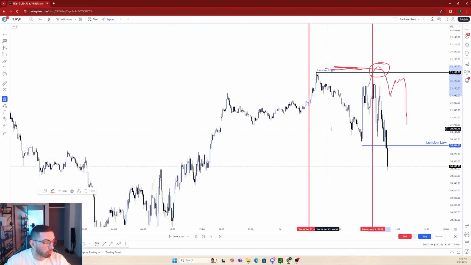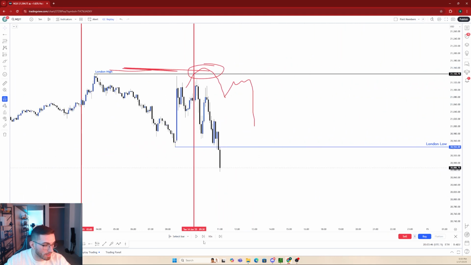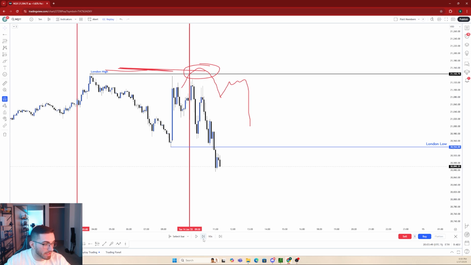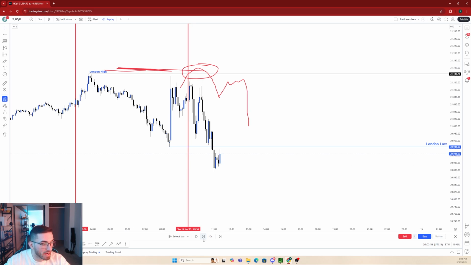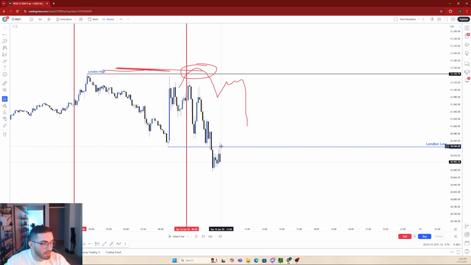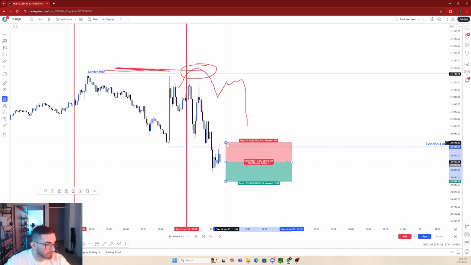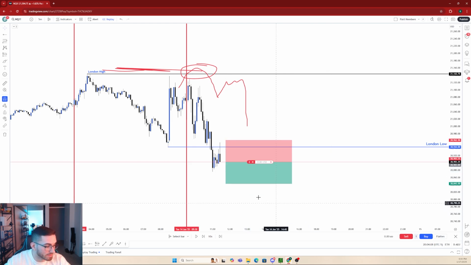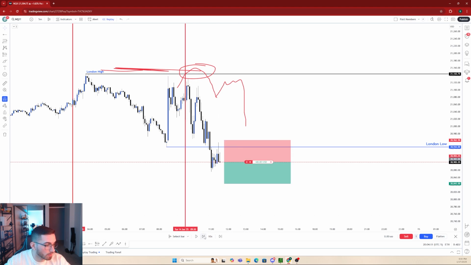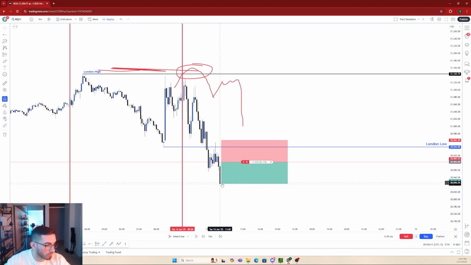Say price ends up breaking below the London lows, right? And price comes back up and it retests it and it gives a bearish reaction off of the level, this candle right here. What you are going to look for is a short entry with a stop loss placed right above this high. As always, we are looking for at least a 1-to-1 risk to reward. So let's just go ahead, say we sell short. There's our 1-to-1 risk to reward right there.